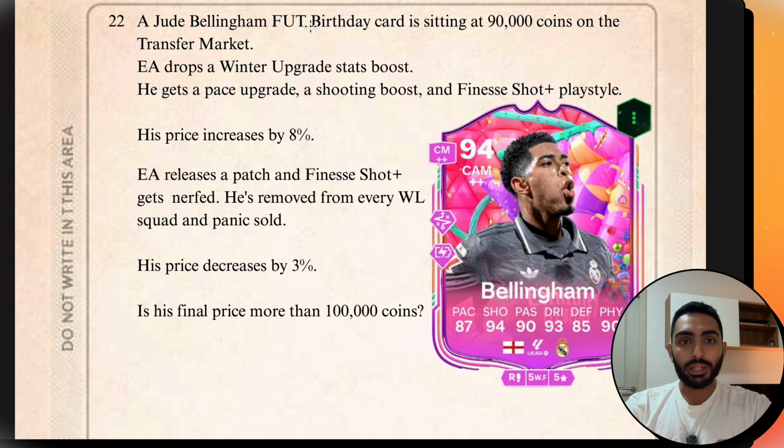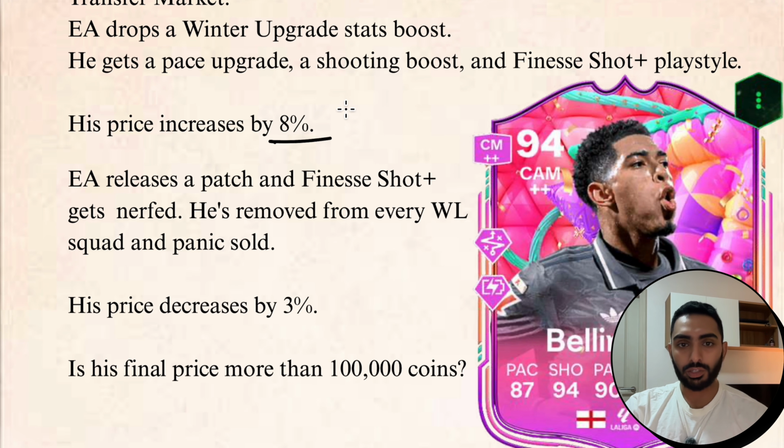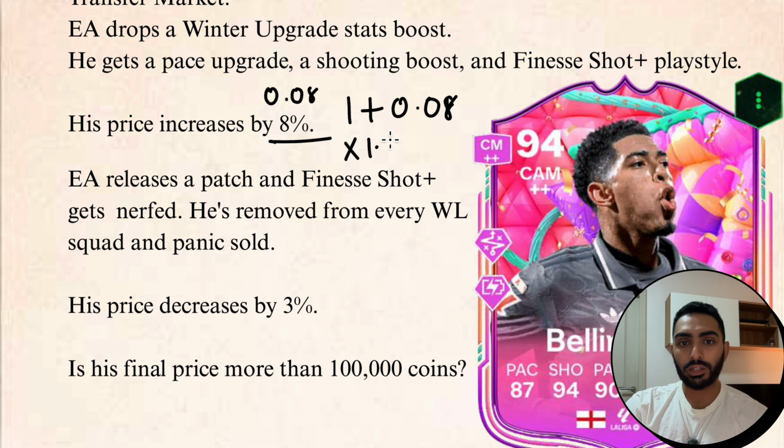Question 22. A Jude Bellingham FUT birthday card is sitting at 90,000 coins on the transfer market. EA drops a winter upgrade stats boost. He gets a pace upgrade, a shooting boost, and a finesse shot plus playstyle. His price increases by 8%. How do we increase something by a percentage? We start off with 1, and because it's an increase, we add the percentage as a decimal. Divide 8 by 100 and you end up with 0.08, so 1.08. If you want to increase something by 8%, we would times by 1.08.